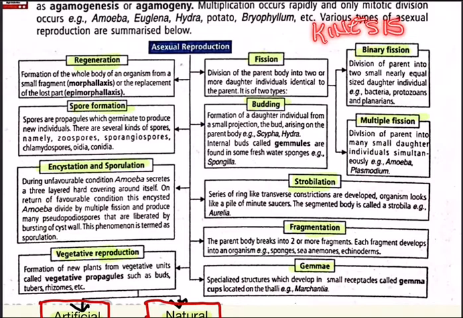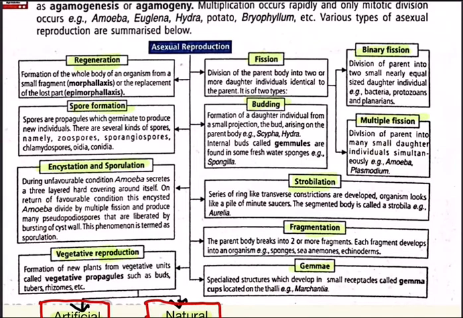What happens in fission before the body divides, like in amoeba, where one amoeba breaks into two parts? When it breaks, first it is the nucleus that breaks. The process of breaking of the nucleus is called karyokinesis. First, karyokinesis takes place, followed by body division.